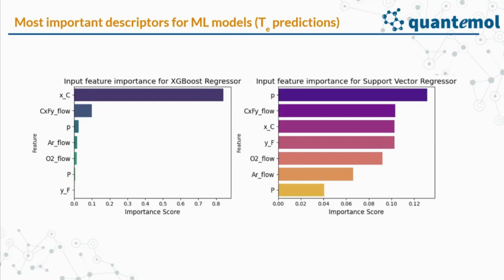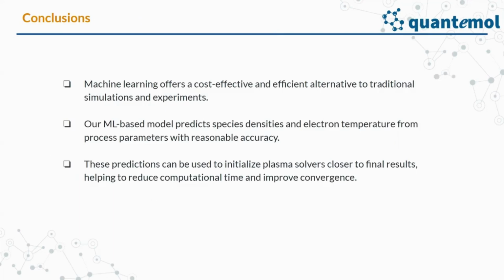So, just to conclude, the final takeaway from this work is that machine learning offers a cost-effective and efficient alternative to simulations and experiments. Our machine learning-based model predicts species densities and electron temperature from process parameters with reasonable accuracy. These predictions can be used to initialize plasma solvers for the final results, which would help to reduce computational time.